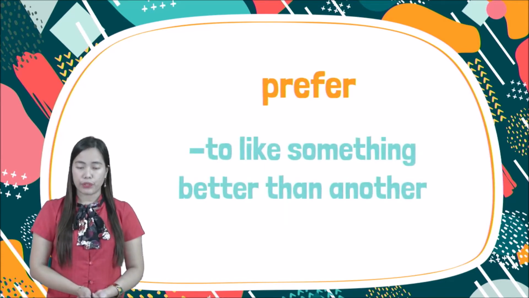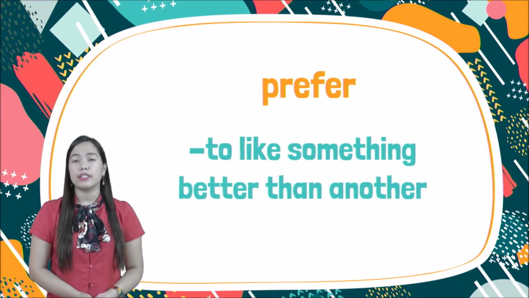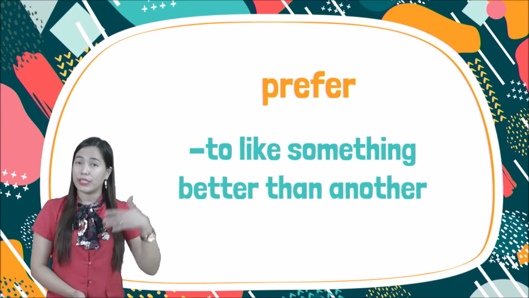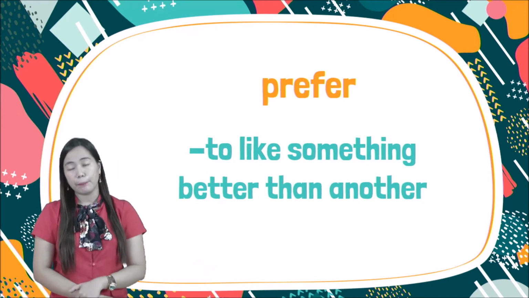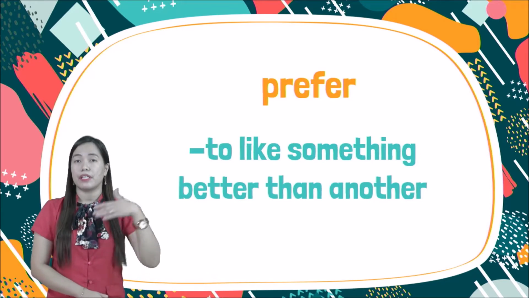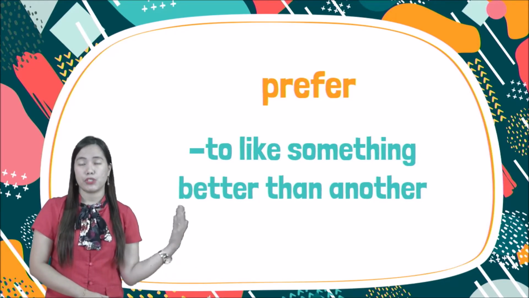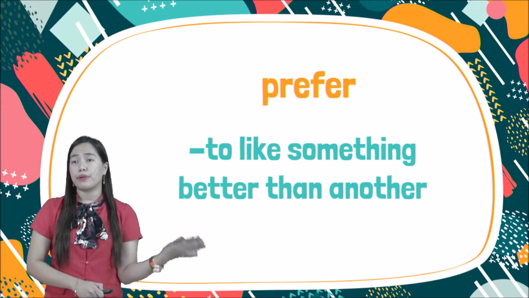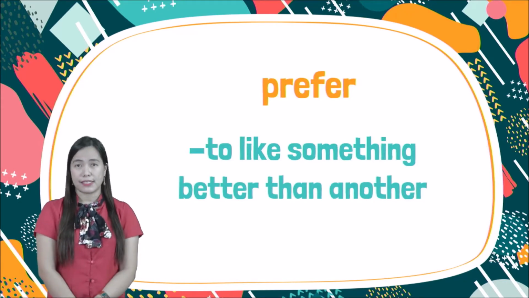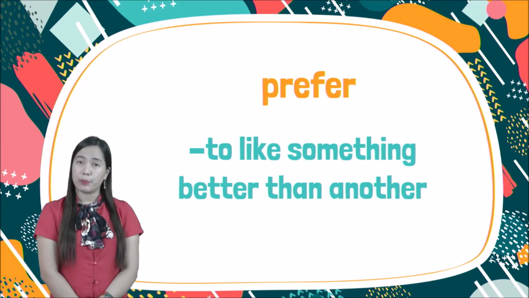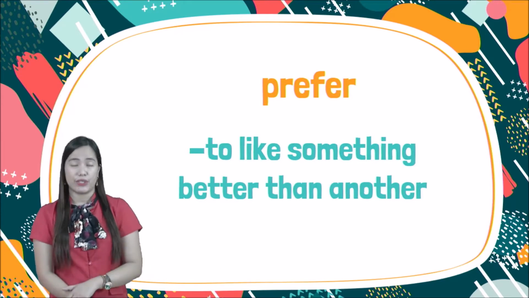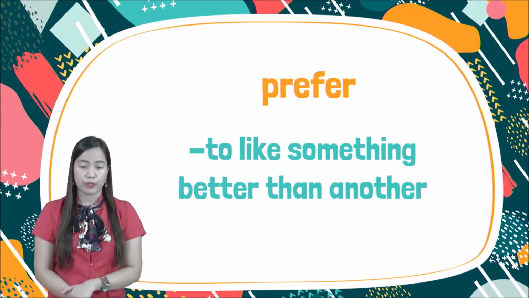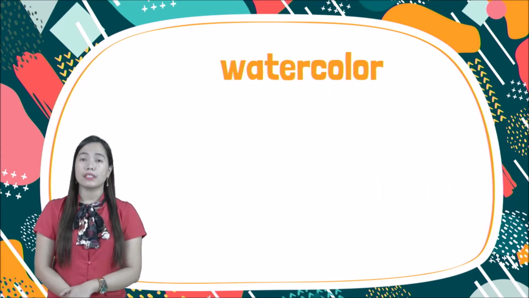Next, prefer. When we say prefer, it is to like something better than another one. For example, to choose something rather than the other one, okay? That means you prefer that object over the other one. For example, you have a red and a green dress. You will say, I prefer the red dress rather than the green dress. Okay, that's prefer.